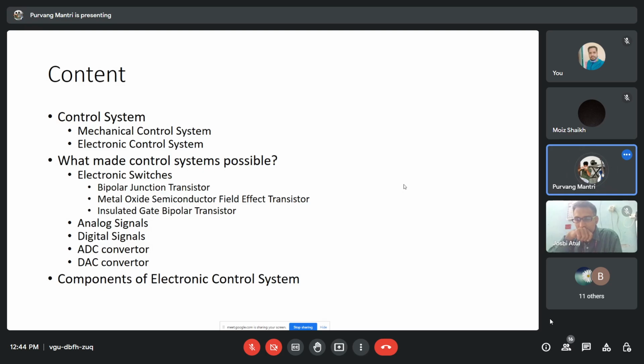For that, first and foremost, we have electronic switches. In electronic switches, we are going to talk about the bipolar junction transistor, metal oxide semiconductor field effect transistor, and insulated gate bipolar transistor. Then we are going to look into analog signals, digital signals, ADC converters, and DAC converters, because these parts, electronic switches, ADCs, and DACs, are used in microcontrollers. They are integrated over that particular chip with the IC, and they are the brain of the control systems used in our vehicles.